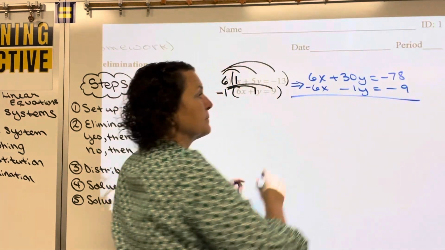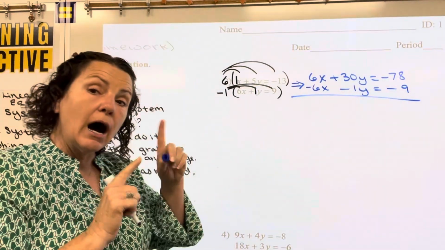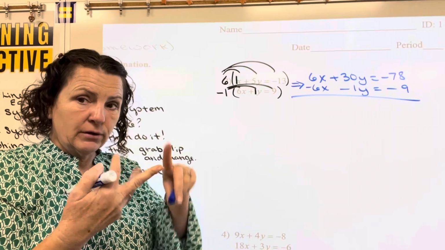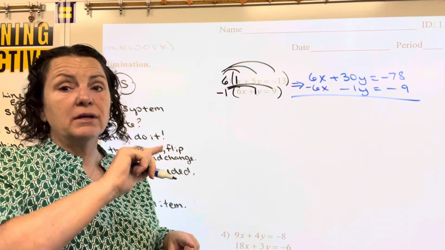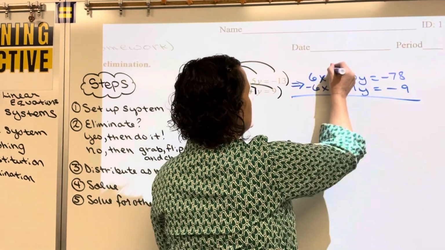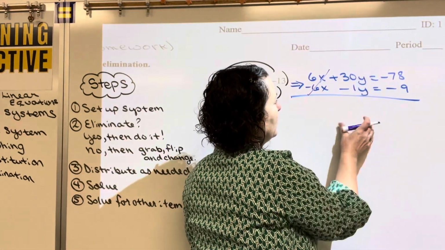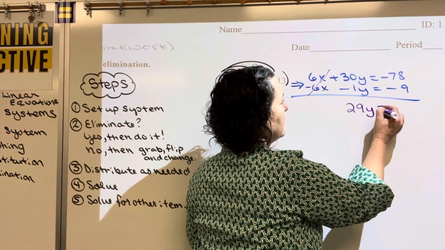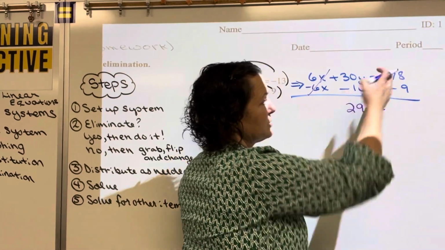Cool beans. Do you see what cancels? Do you see opposites up there? Remember, opposites are same letter, same number, opposite signs. That means one's a plus, one's a minus. Do you see that up there? It is the x's. Now we're going to add going down. We have 29 y's because 30 take away 1 is 29.